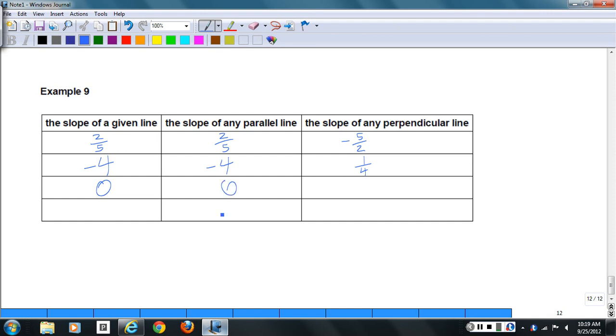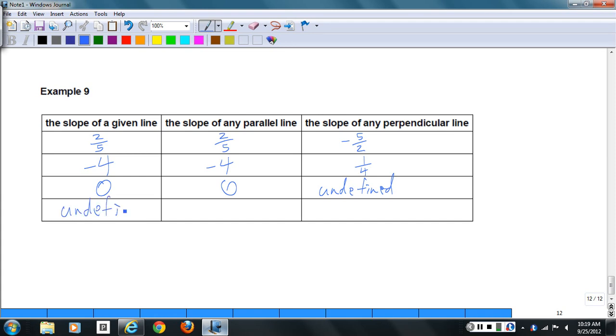On the other hand, if we have a horizontal line and we want the slope of a perpendicular line, something perpendicular to horizontal would be vertical, and that would not have a slope at all, undefined slope. There we go. The slope of a vertical line is undefined. We start with a vertical line.